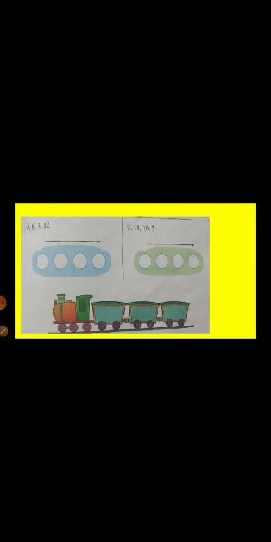Now here no steps or stairs are given. So how will you write the numbers? You will write the greater number first. First circle. So see the numbers 12, 3, 9, 6, 3 and 12. Which one is the greatest number among these? Yes, it is 12. 12 is the greatest number. So write down the 12 in the first circle.